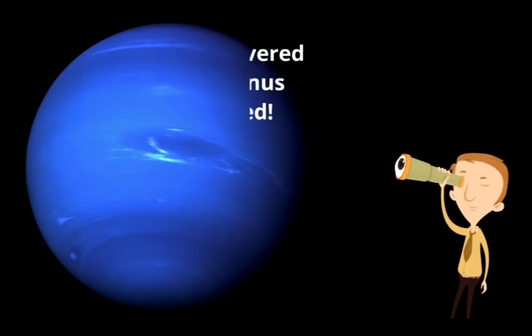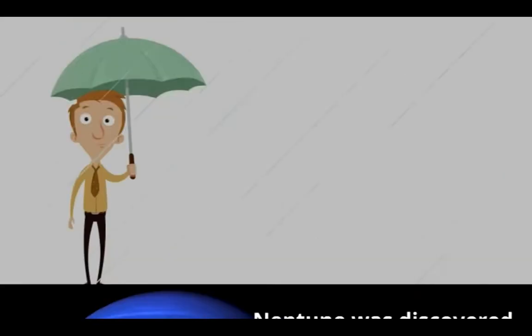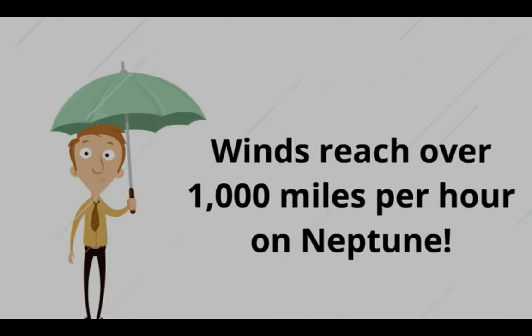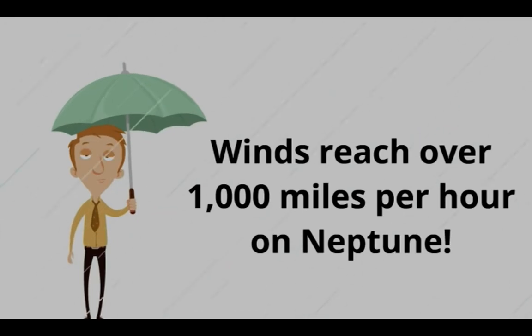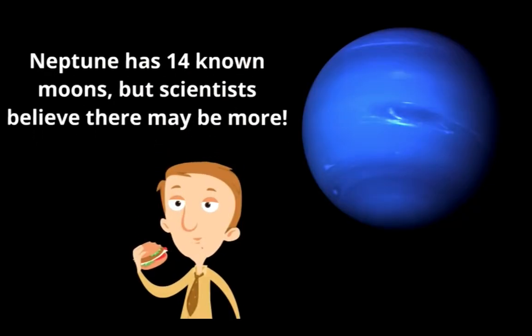Neptune was discovered in 1846 when Uranus was being studied. They're like, wait a second, there's a whole other planet here on the end. Let's call it Neptune. Neptune is known for its storms, the worst storms in the solar system. In fact, winds reach over 1,000 miles per hour on Neptune. Woo! That's pretty intense. Neptune has 14 known moons, but scientists believe there may be more.